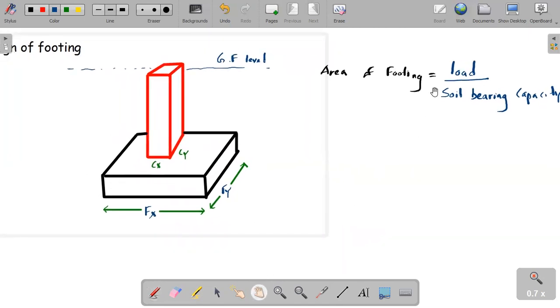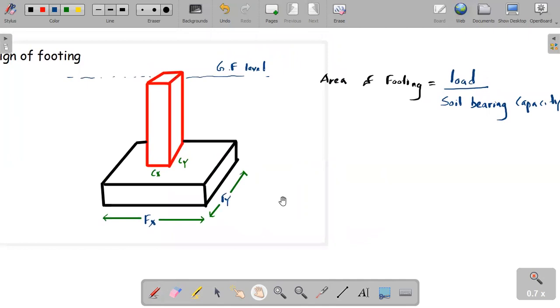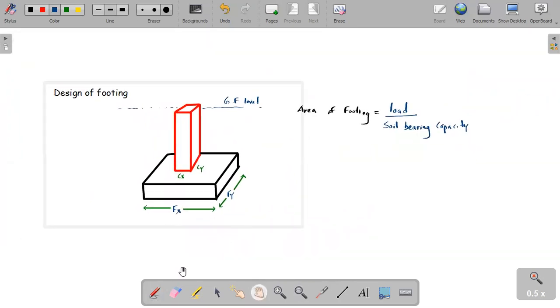Then let's identify what is the load and what is the soil bearing capacity. If we are designing a building, there is a load that we call the design load. If you are a civil university student, they will provide this data for your calculation. For this calculation, I will assume the total load applied to this footing through this column is 3000 kilonewton. I will take 3000 kilonewton as an example.